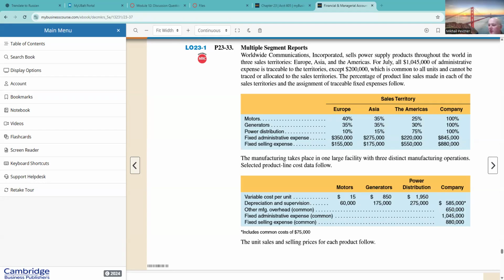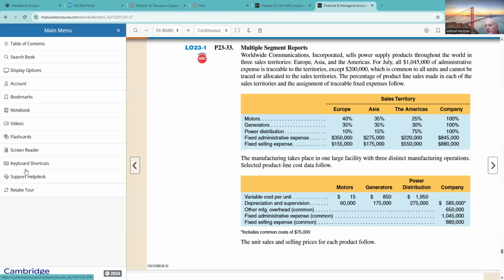So what you could see here first is that you are given three products: motors, generators, power distribution, and there's a kind of a 2 by 2, right? So those three products for a company are produced, or sold really, in three different segments: Europe, Asia, and Americas. So the company operates in three segments, and you want to prepare an income statement first by product line, then by geography based on the allocation data they're given. And that's what we're gonna do.